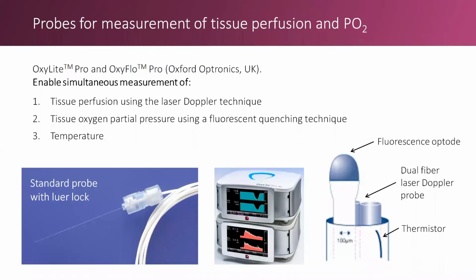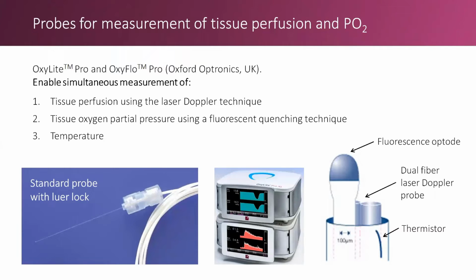So first, the equipment we use: the OxyLite and OxyFlow equipment from Oxford Optronix. If you look at the bottom right-hand side of the slide, you can see a diagram of the tip of one of these combination probes. This has a dual fiber laser Doppler probe, which enables measurement of tissue perfusion, a fluorescent optode to allow measurement of tissue oxygen partial pressure using a fluorescence quenching technique, and a thermistor to measure temperature.